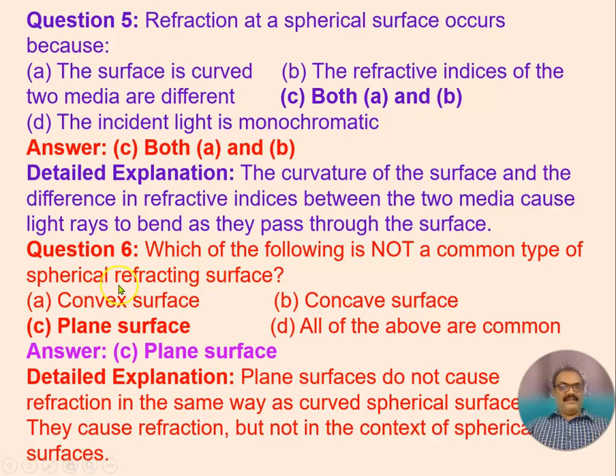Question 6. Which of the following is not a common type of spherical refracting surface? A. Convex surface. B. Concave surface. C. Plane surface. D. All of the above are common. Answer C. Plane surface. Detailed explanation. Plane surfaces do not cause refraction in the same way as curved spherical surfaces. They cause refraction, but not in the context of spherical surfaces.